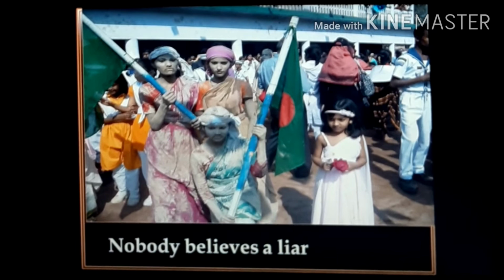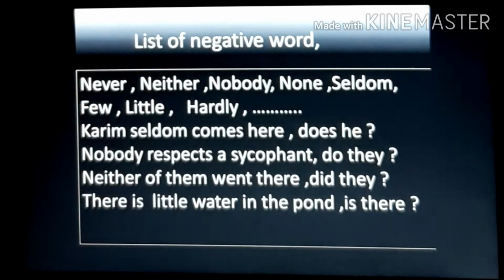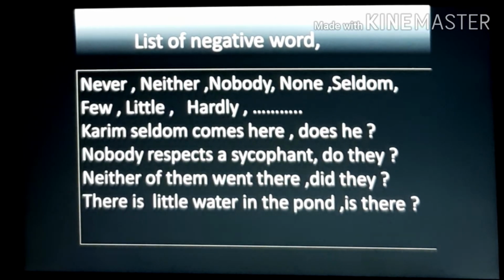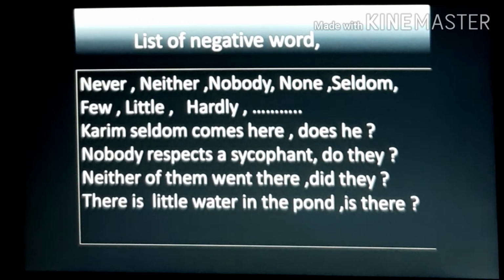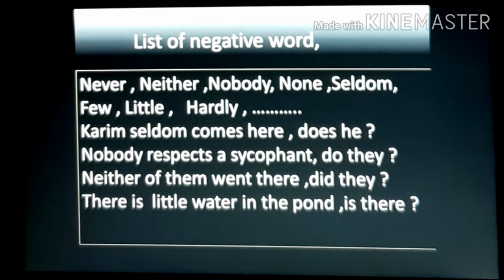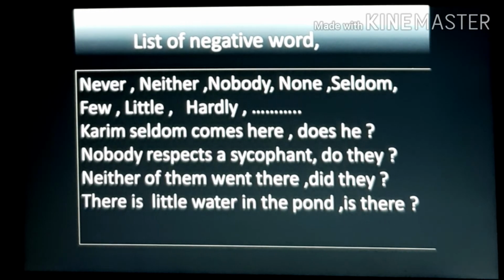One more example, nobody believes a liar. Do they? Here nobody is the negative word. For this I have used do they. List of negative words: never, neither, none, seldom, few, little, hardly, etc. Karim seldom comes here. Does he? Nobody respects a psychopath. Do they? Neither of them went there. Did they? There is little water in the pond. Is there?